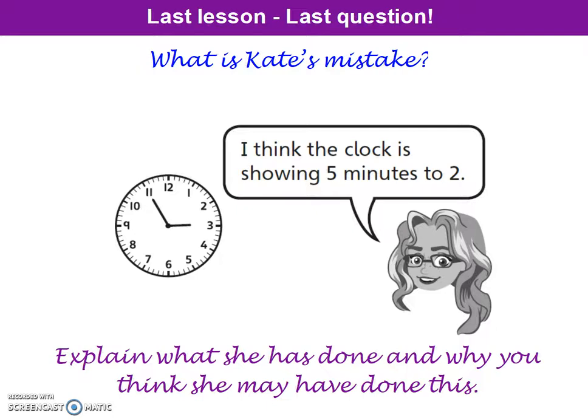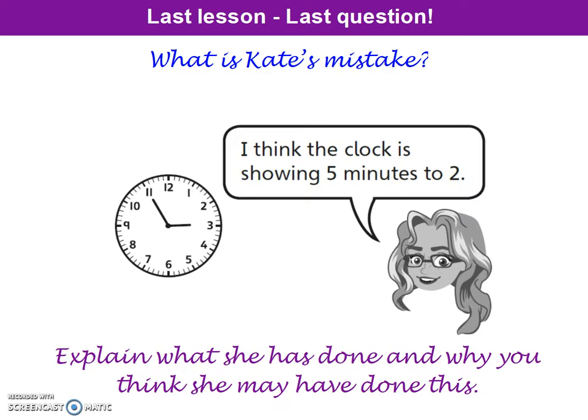So before we continue with today's session, let's revisit the work we did previously. What we're going to do to begin with is simply look at this image, and we can see that we've got Kate who's looking at an analog clock, one of those clocks that's a circle with the hands that tell us the minutes and hours, sometimes a third hand that could tell us the seconds, and she's saying, I think the clock is showing 5 minutes to 2.